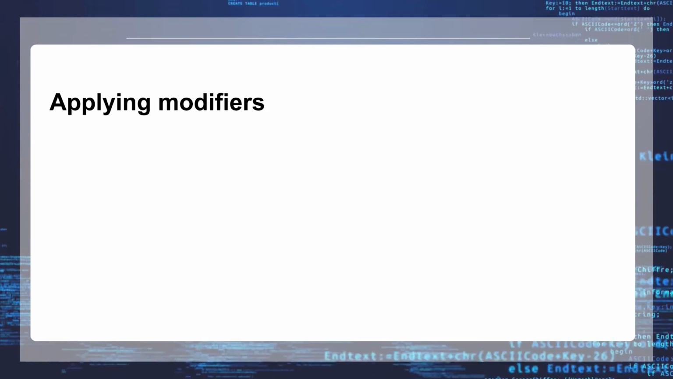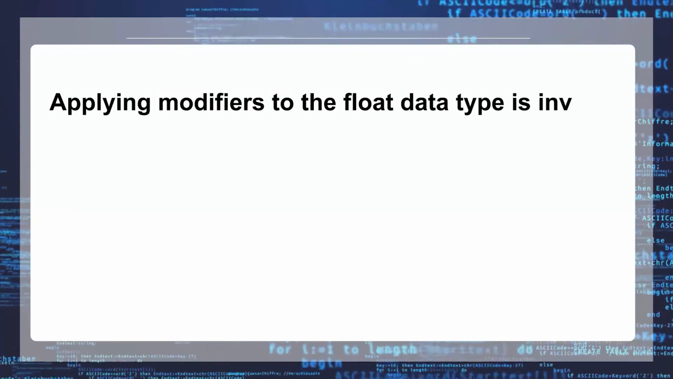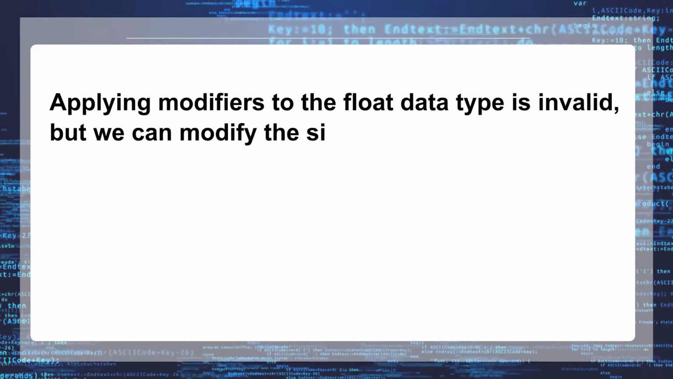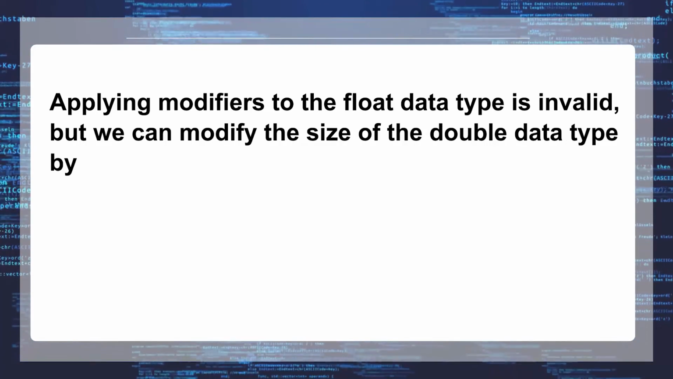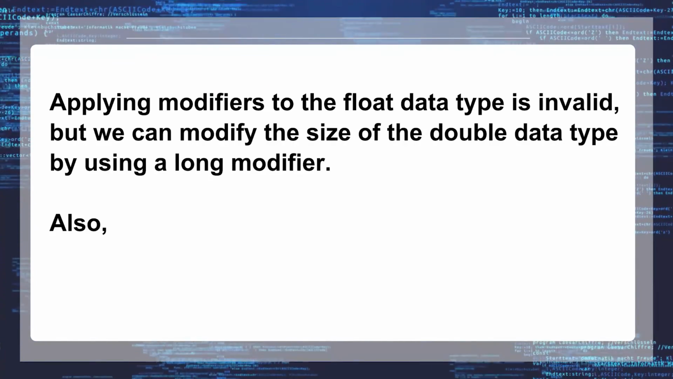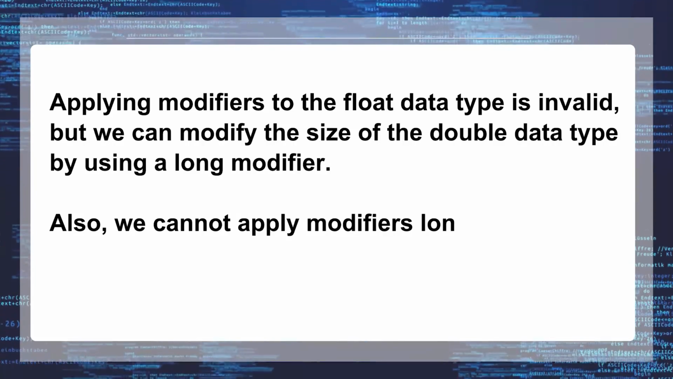We cannot apply modifiers to the float data type, but we can increase the size of the double data type by using a long modifier. Also, we cannot apply modifiers long and short on the char data type.